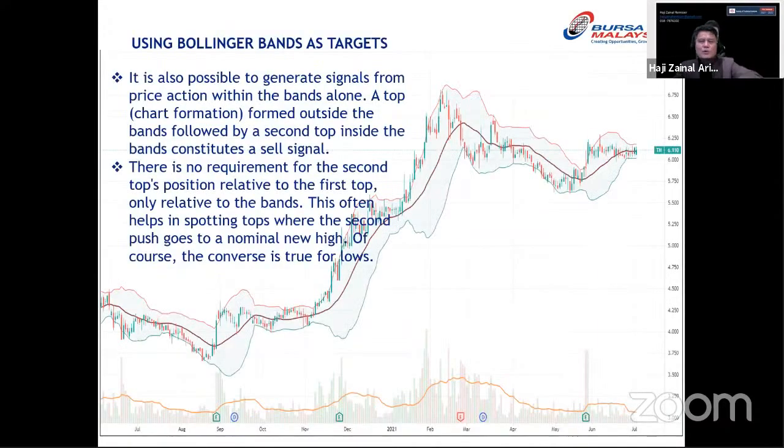Same thing also when it is the other way around, the reverse of it. For example, in here also, you can see the price dropped below the lower line, which is what we call overextended, and the second bottom is inside the band. So it shows that the trend is changing.